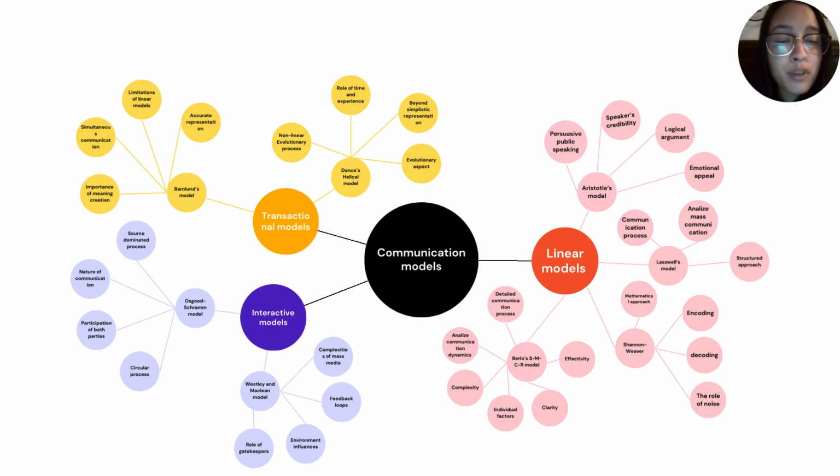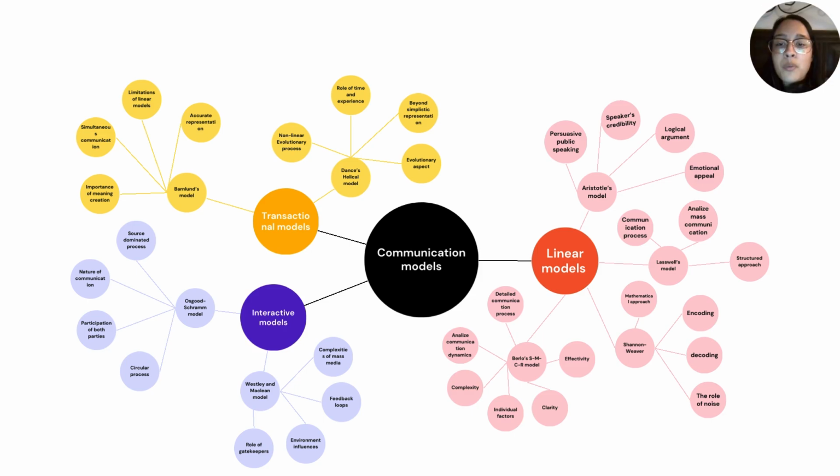Aristotle's model of communication emphasizes the role of the speaker. He or she is the only one who shares information, and it has an effect on the audience. The elements are speaker, speech, the occasion, the target audience, and the effect. It applies to public speaking, lectures, seminars.